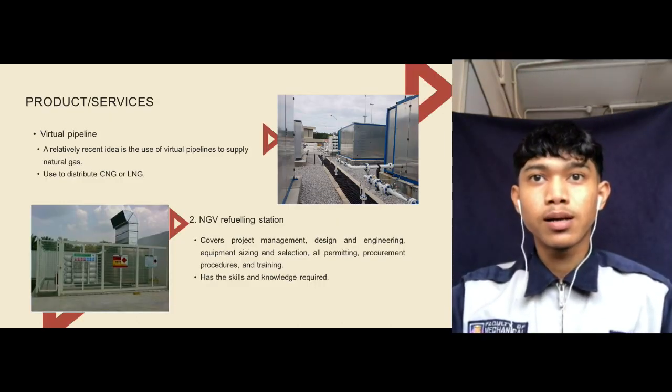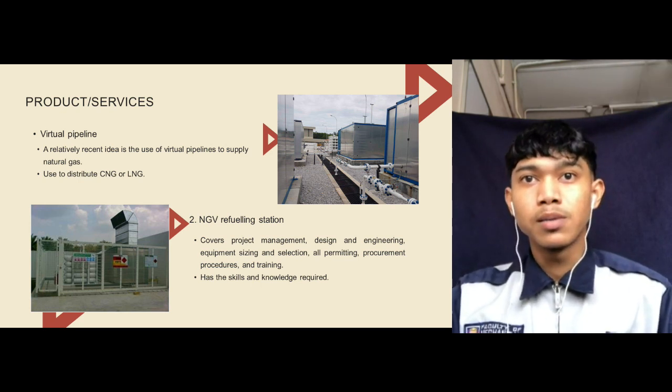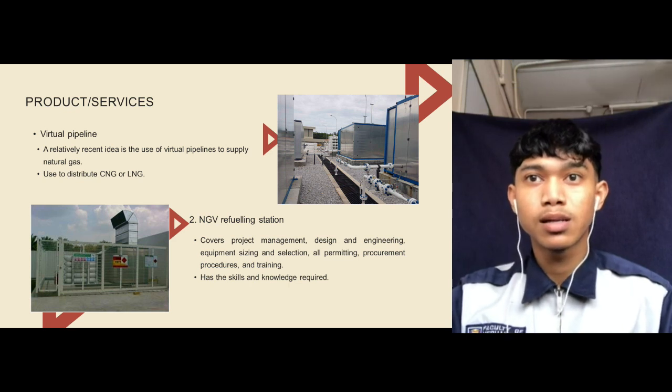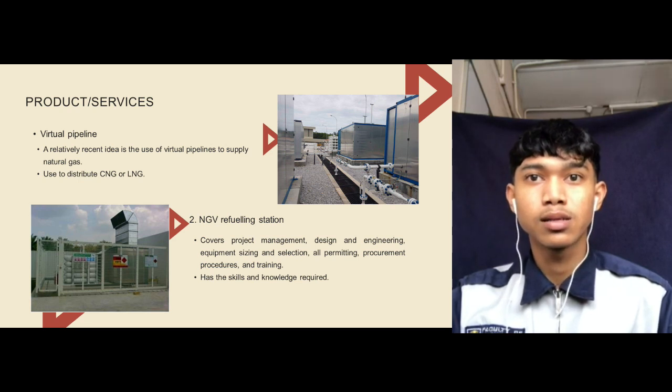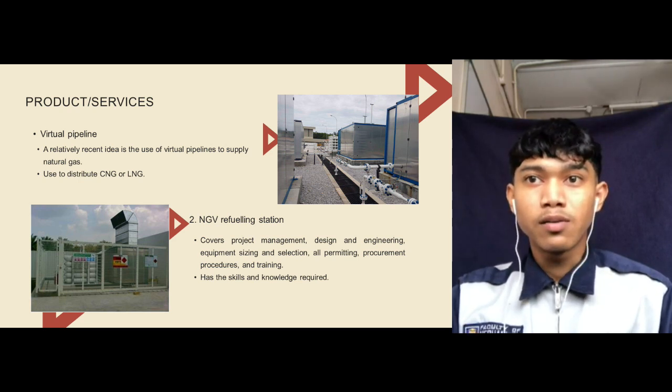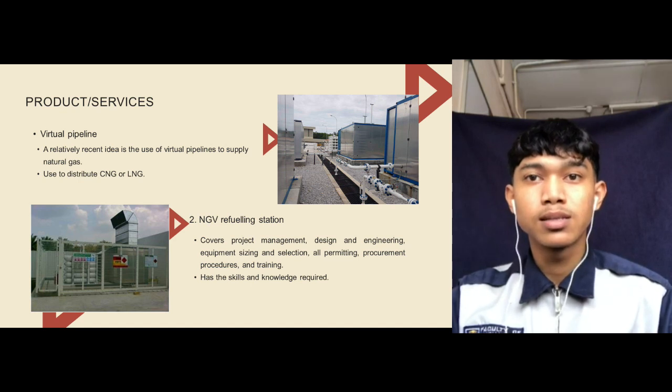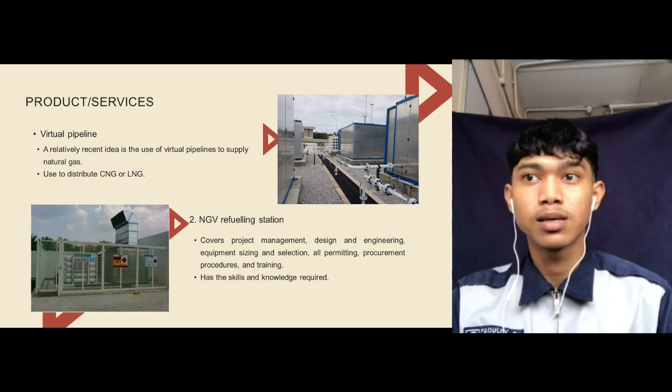Continue with product and services. The first product is virtual pipeline. In Malaysia, a relatively recent idea is the use of virtual pipelines to supply natural gas. The idea expands access to natural gas into isolated regions that are not connected to the traditional pipeline grid. Virtual pipelines are used to distribute CNG or LNG that is either produced using renewable natural gas sources like landfill gas or POME biogas or conventional natural gas pipelines.